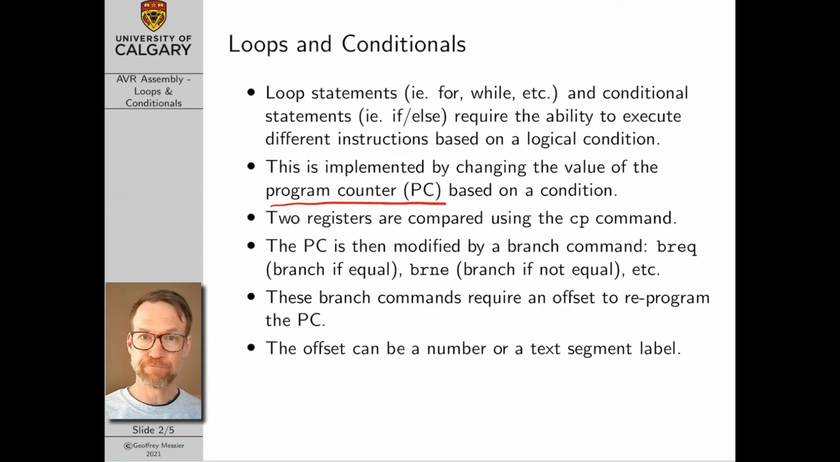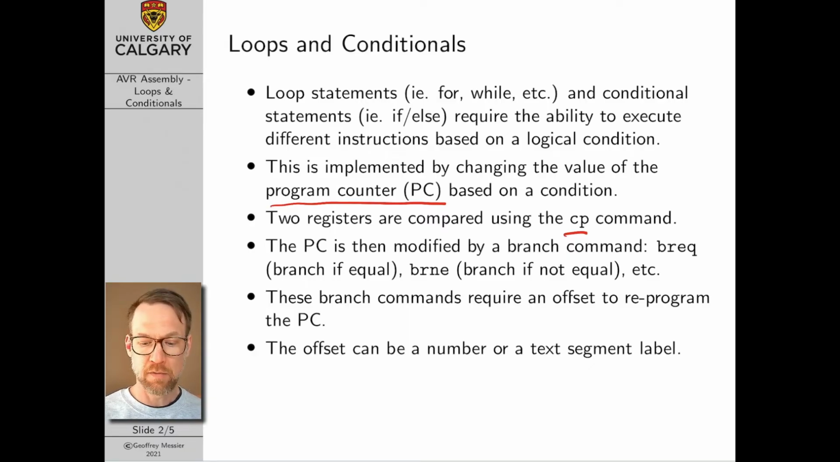branching and conditionals are created or performed using two assembly language commands. The first command is the compare, or CP, command, where you compare the values in two different registers, and based on that comparison, some of the ALU flags might be set. Once the ALU flags are set, we immediately follow the compare statement with a branch command. And there are a variety of branch commands.